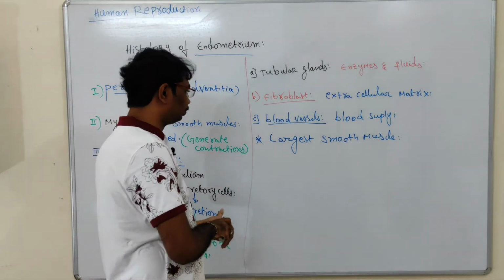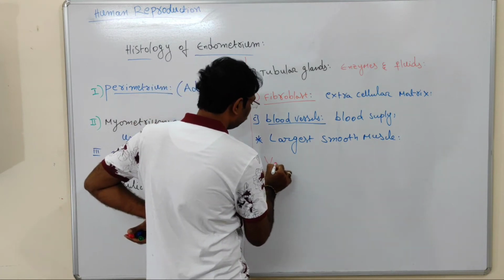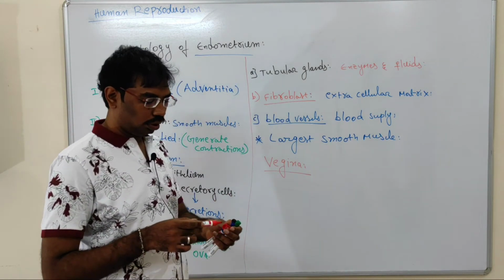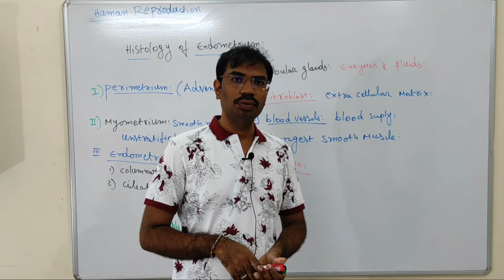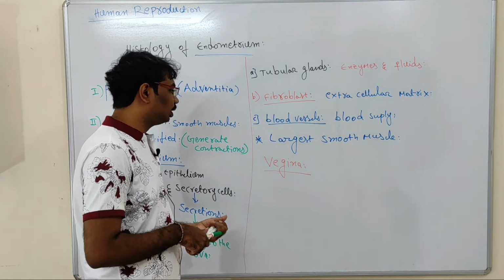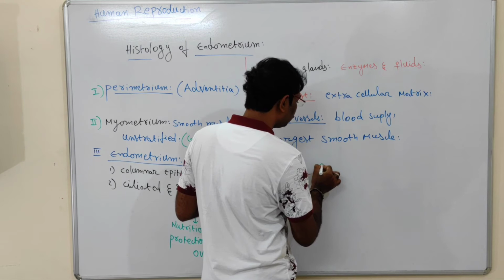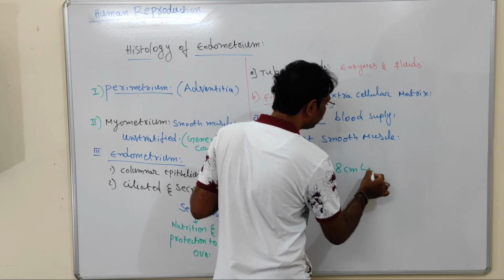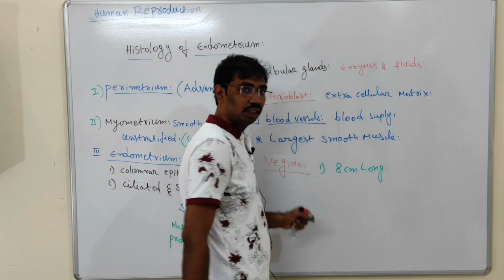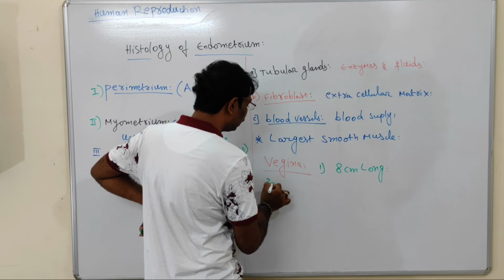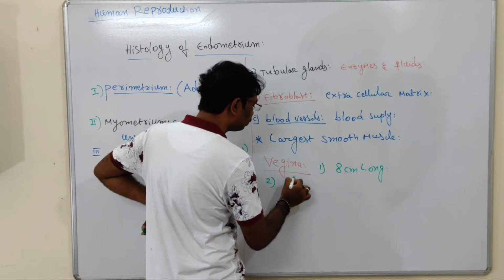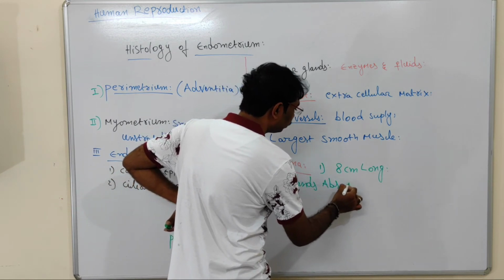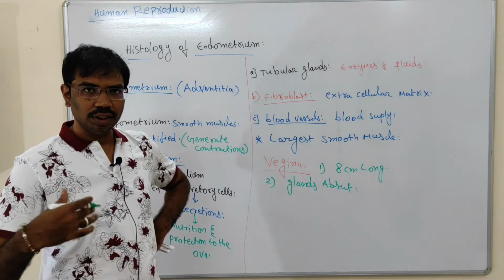Then the vagina. This is the outermost structure in the female reproductive system. The length of the vagina is 8 centimeters. And there are no glands in the vagina; glands are completely absent.